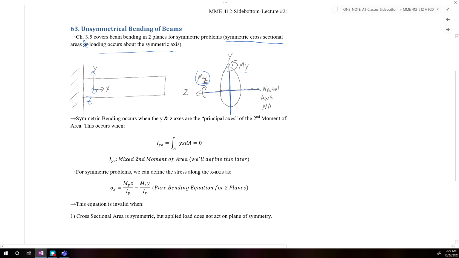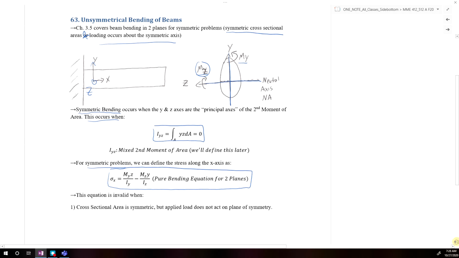So we can define that symmetric bending will occur when the y and z axes are the principal axes, and this occurs when the mixed moment of inertia here is equal to 0. All right. So when we have symmetric problems, our stress along the x direction, or along the axis of our beam, would be equal to this equation here, which is just equal to My over Iz, or Mz y over Iy.